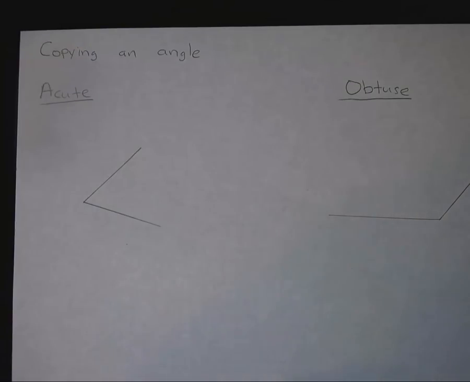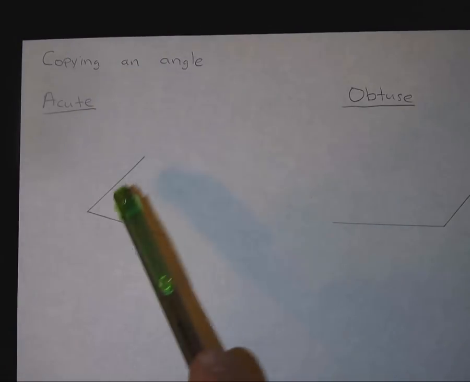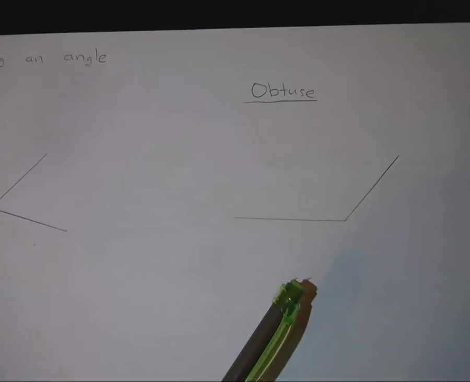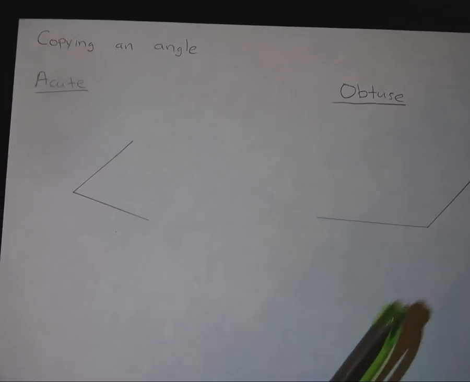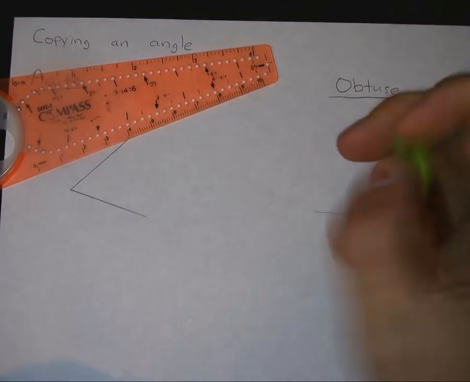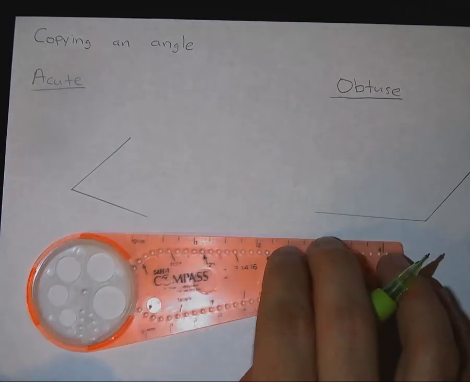Alright, and so in this lesson we're going to talk about copying an angle. There are really three types of angles if you think about it: acute, obtuse, and right angles. Any of the principles of just copying an acute angle will apply to the other two, but I have the acute and obtuse angles here to go through. We're going to be using a compass, a pencil, and kind of just the straight edge here. We're not gonna use the ruler.